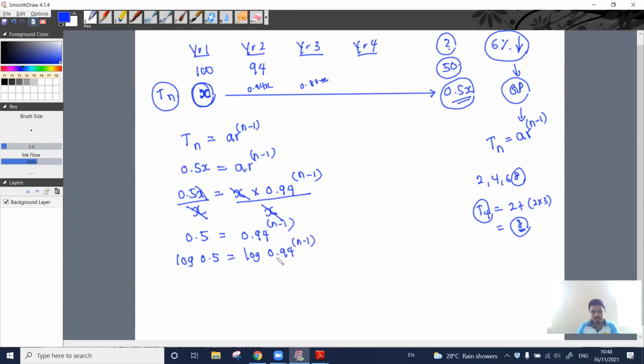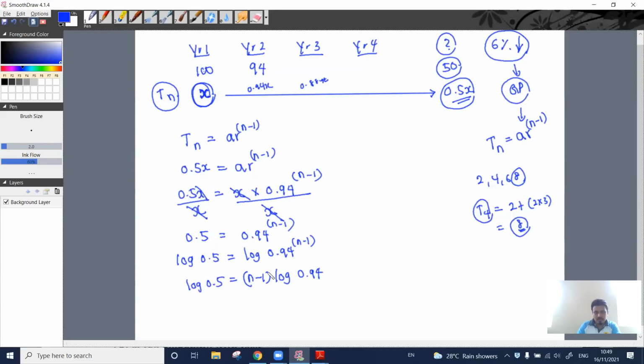We take the logarithm on both sides. Here, this argument is expressed as a power value. This one to the power this. So as per the rules of logarithm, we can write the same like this. We can bring that power value to the front: n minus 1 into log of 0.94.